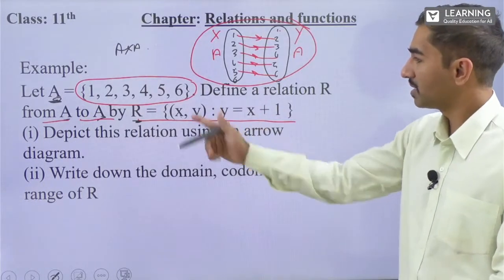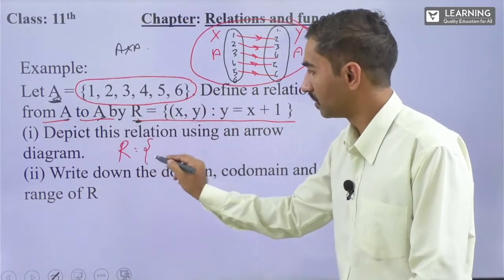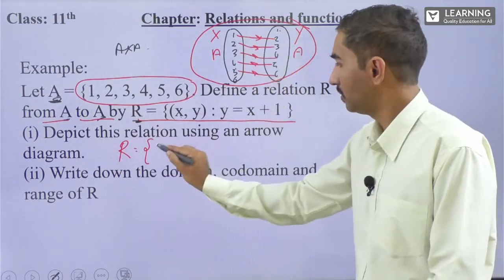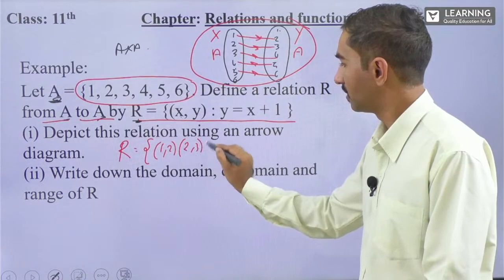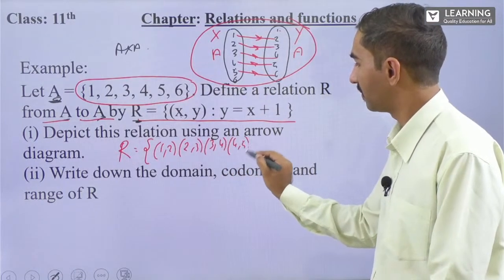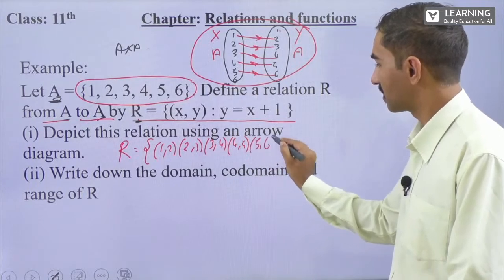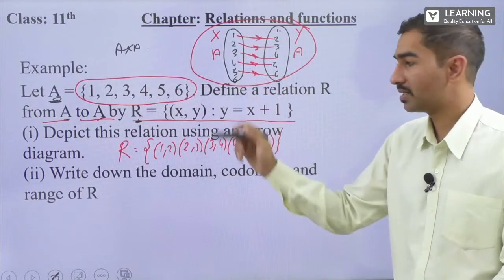So for now let us write down the relation. What is the relation, students? Relation R will be equal to, okay. So 1 comma 2, 2 comma 3, 3 comma 4, 4 comma 5, 5 comma 6. Close the bracket. So after 5, that's it. Finished, right? There is nothing more.